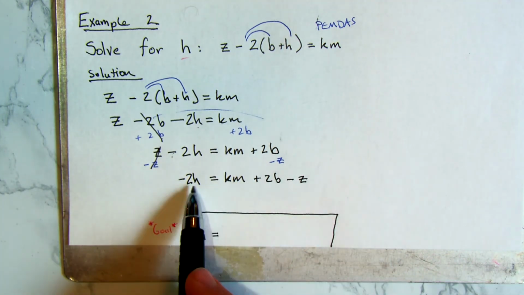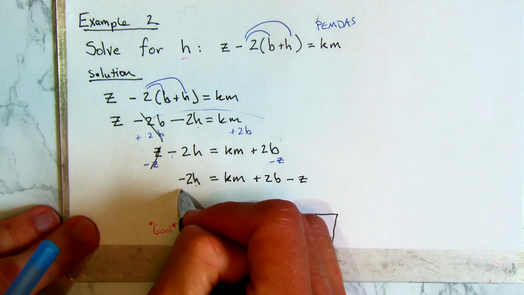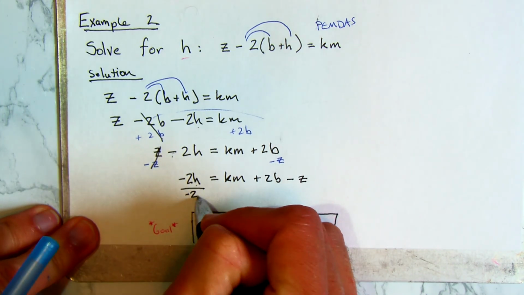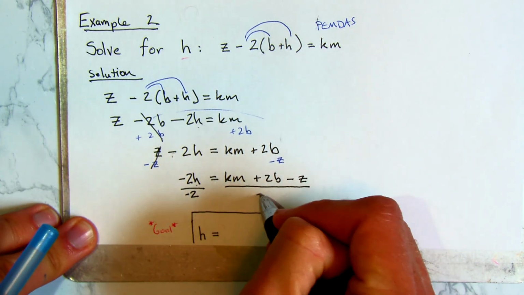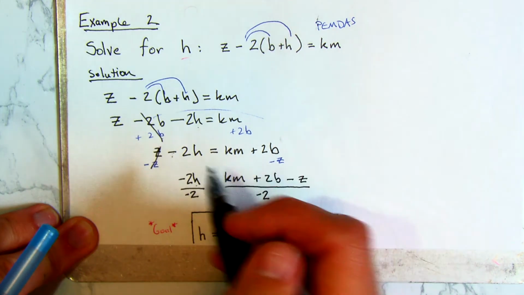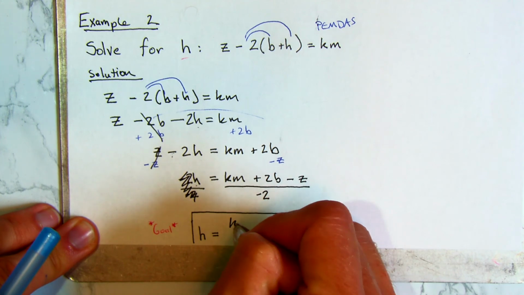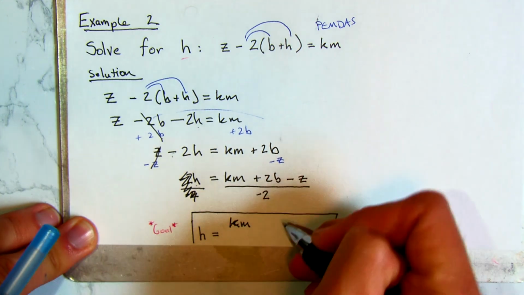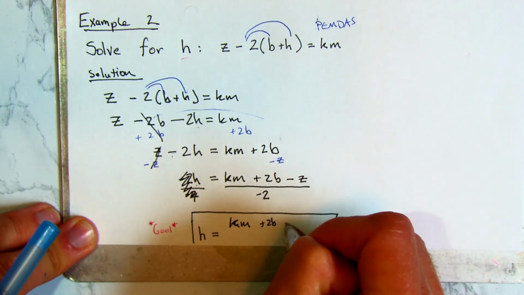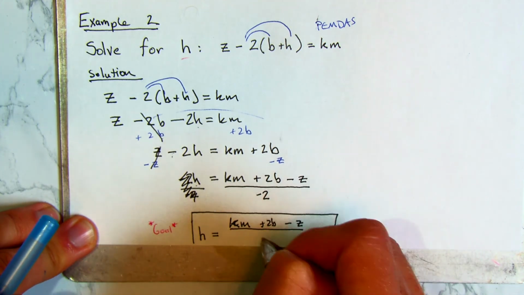Last step, divide by the number in front of h. So we divide by -2. Be careful. Divide by -2. Alright, and there's our answer. h equals, h is alone, so we're done. h equals km plus 2b minus z all over -2.